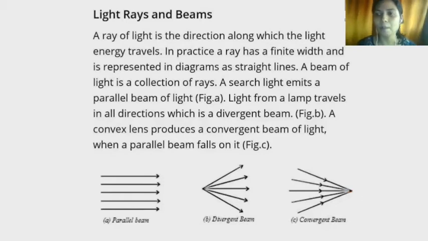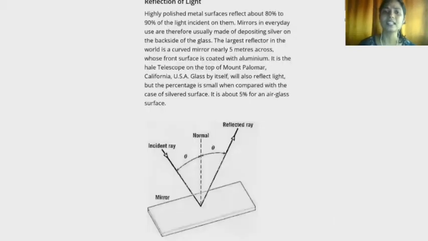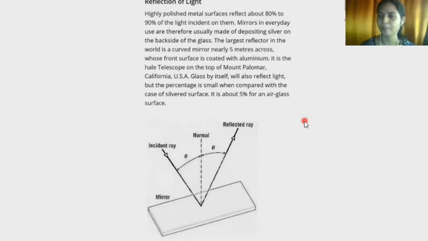The next topic in ray optics and optical instruments is reflection of light, which was one of the important topics earlier. But since they have reduced the portion, they have removed reflection of light. But to know about refraction of light, we need knowledge of reflection of light. So what happens in reflection of light? In reflection of light, you will have only one medium.